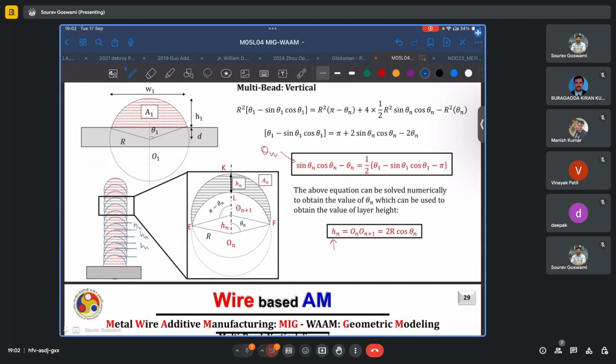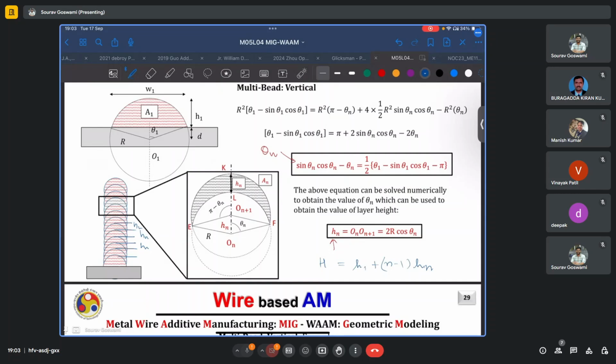Nevertheless, we assume that each of these subsequent beads will contribute the height hn. The initial bead will contribute the height h1. Say after that you deposited some n minus 1 beads for a total of n beads, and this will be your final height of the deposited part.